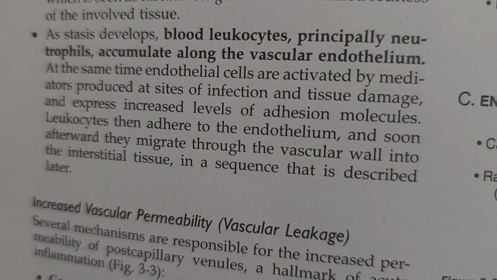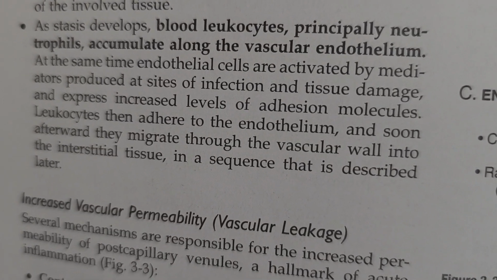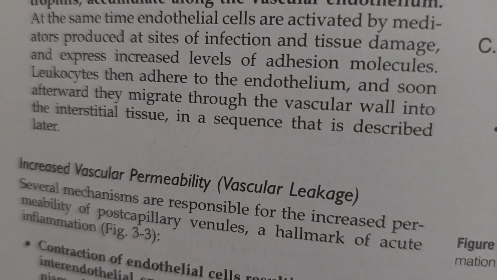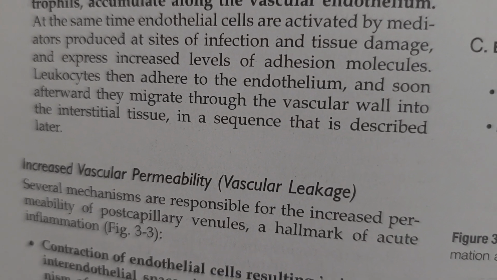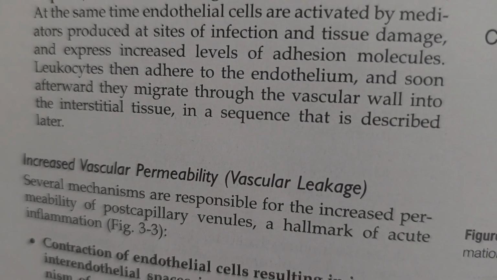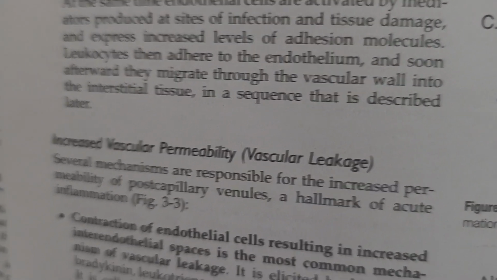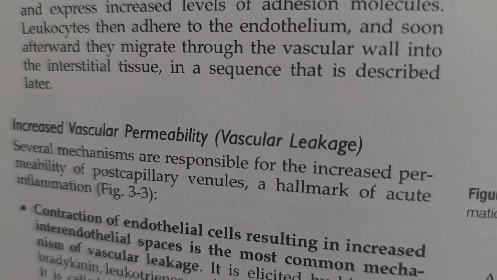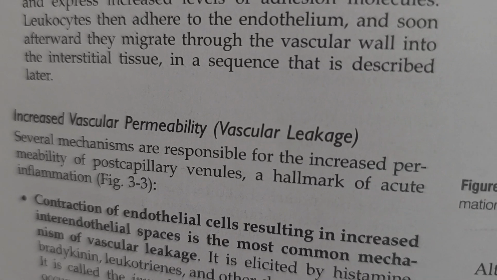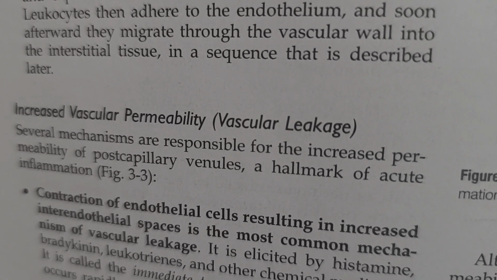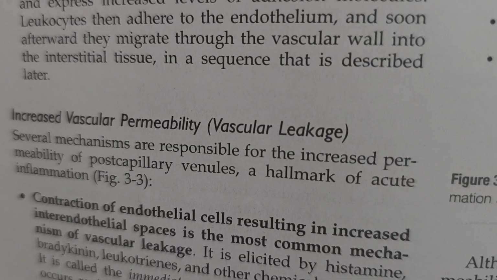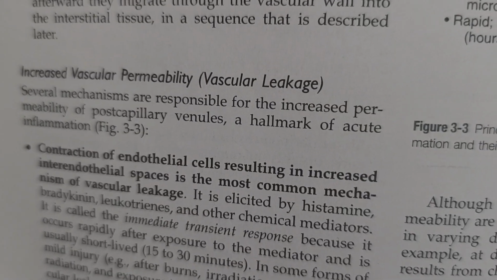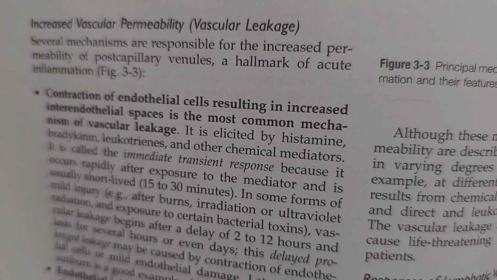As stasis develops, blood leukocytes, principally neutrophils, accumulate along the vascular endothelium. At the same time, endothelial cells are activated by mediators produced at the site of infection and tissue damage and express increased levels of adhesion molecules. Leukocytes then adhere to the endothelium, and soon afterward they migrate through the vascular wall into the interstitial tissue in a sequence that is described later.